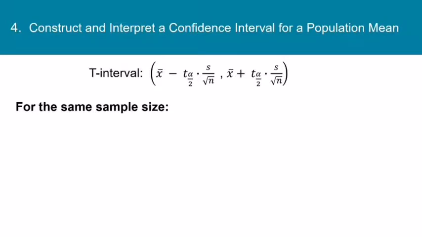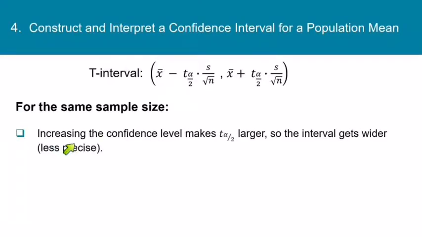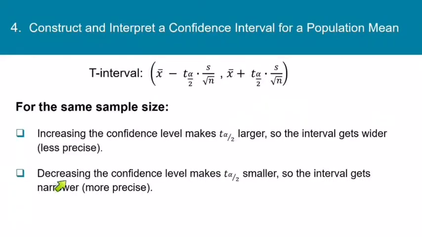Now let's talk just a little bit about what happens to a confidence interval when you change the confidence level and when you change the sample size. If you leave sample size the same, then increasing the confidence level will make t sub alpha over 2 larger, and that's going to make the interval wider, or in other words, less precise. On the other hand, if you decrease the confidence level, that's going to make t sub alpha over 2 smaller, and the interval will get narrower or more precise.